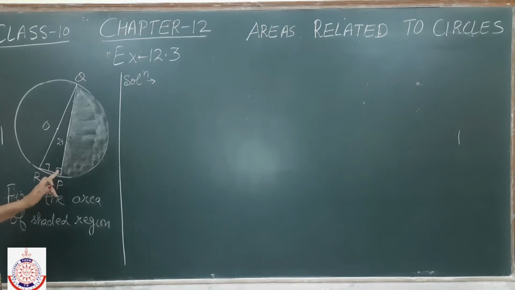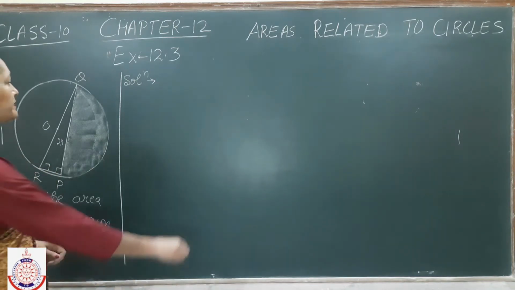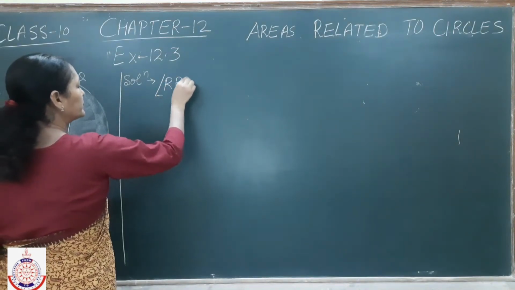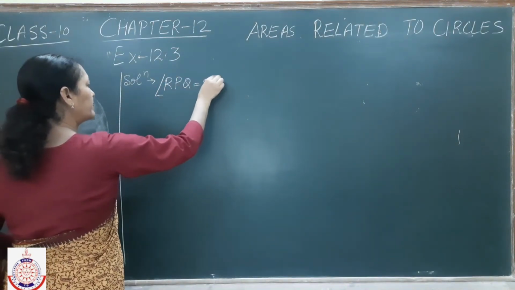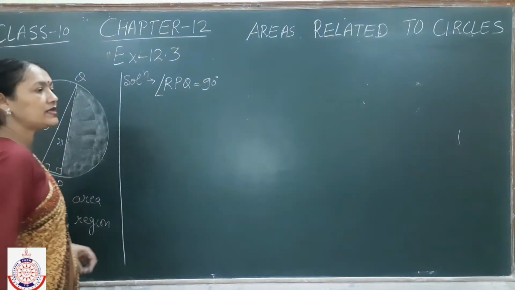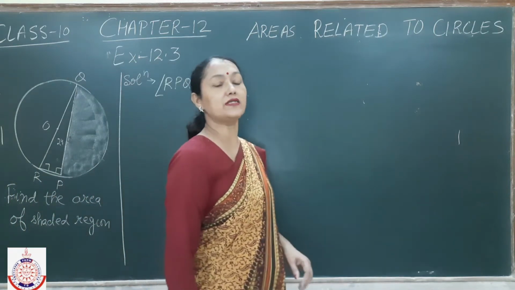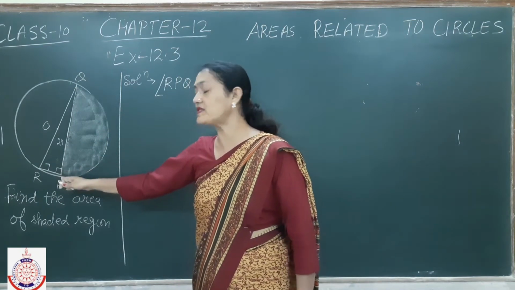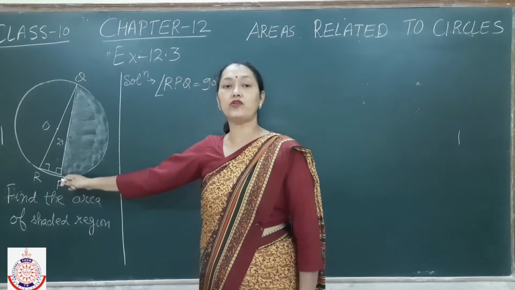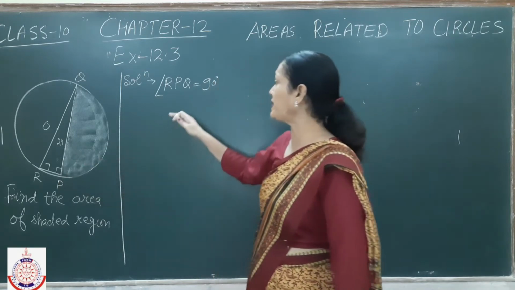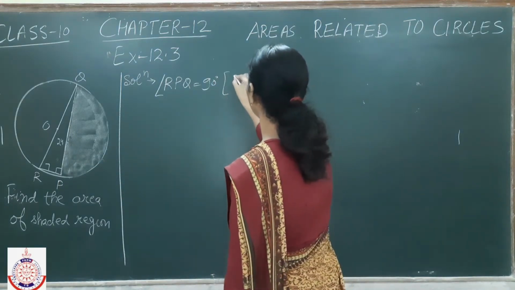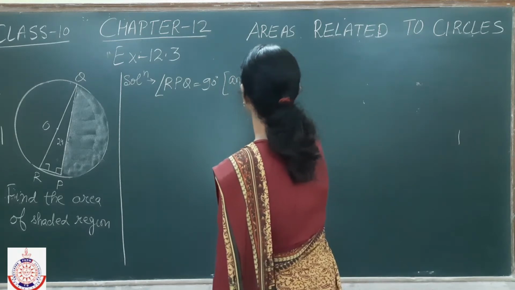Look at this angle. This angle is 90 degrees. Why? If I write angle RPQ is equal to 90 degrees. We have learned this in 9th class: whenever a semicircle is there and any angle is formed in the semicircle, this angle is 90 degrees. So when I write angle RPQ equals 90 degrees, as the reason I will write: angle in a semicircle.